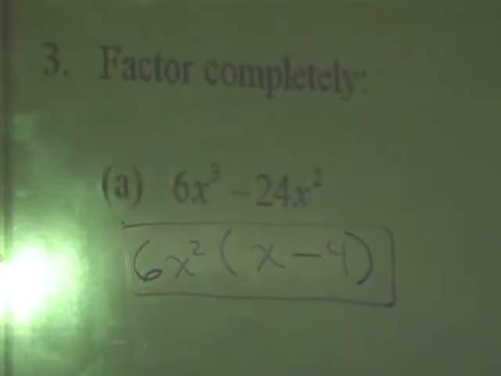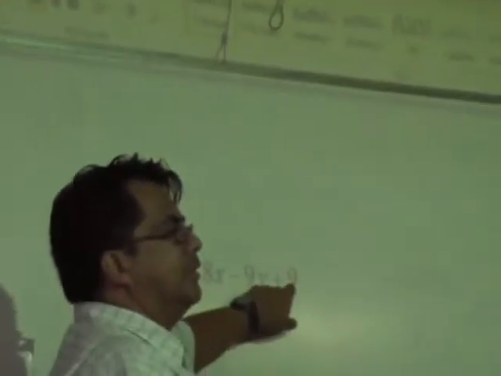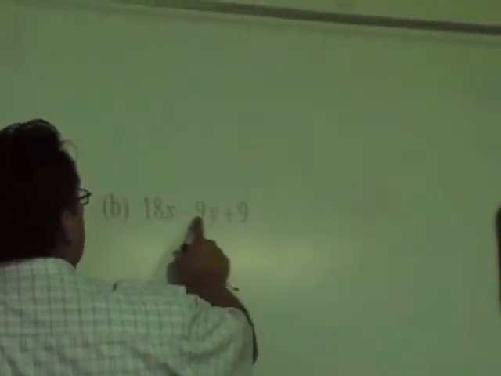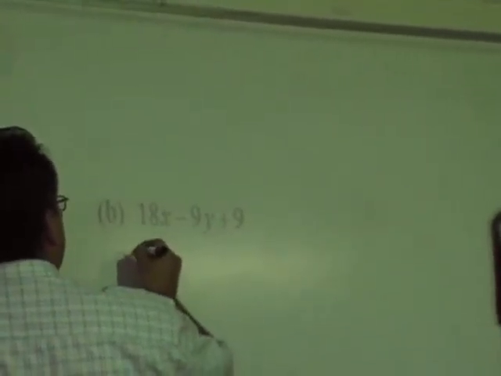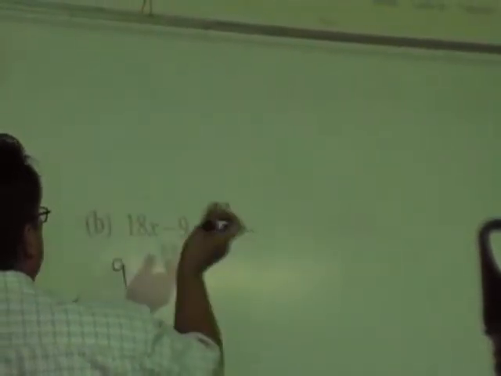Let's try it with, do you guys remember what we call an expression with 3 terms? A trinomial. Let's try it with this trinomial. Here we had a binomial, right? 2 terms. Trinomial. So, what do these 3 terms have in common? 9. They all have a factor of 9. What about variables? No, nothing in common. Nothing that they share in common.